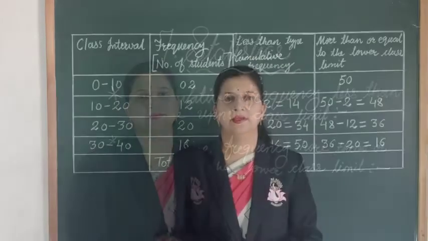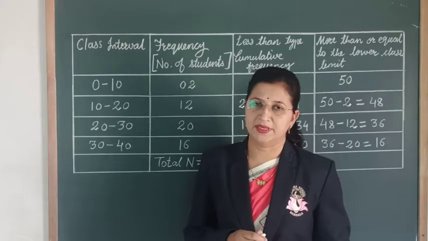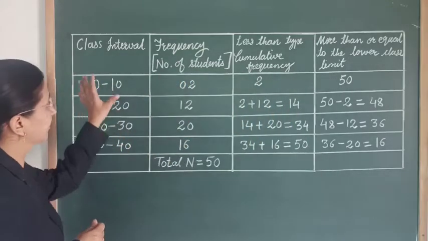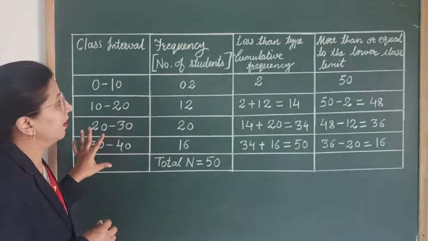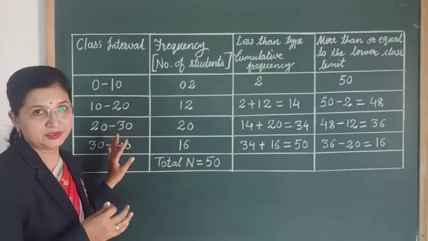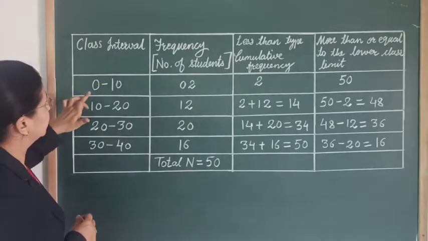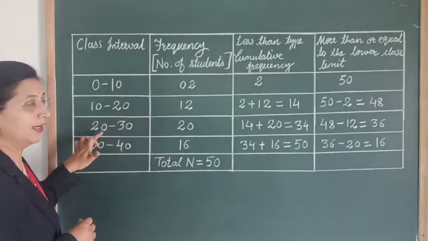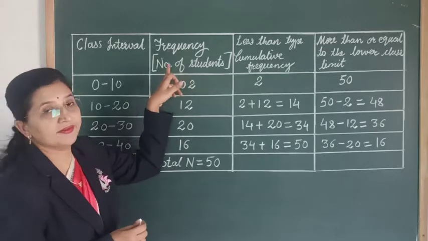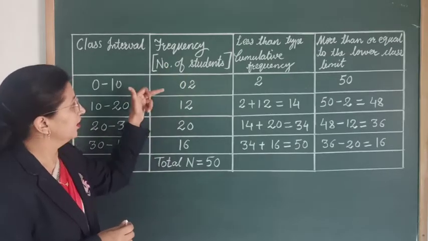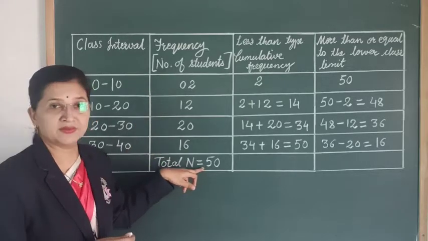So let's see. Dear students, to understand the concept of cumulative frequency, let's take an example. Here, the information given in the table is regarding the marks in mathematics obtained out of 40 by the 50 students of class 9. You can see here class intervals, that is 0 to 10, 10 to 20, 20 to 30, 30 to 40, as the test is of 40 marks. Then frequency, that is number of students. Here 2, 12, 20, 16, these are the number of students given. So total number of students are 50.